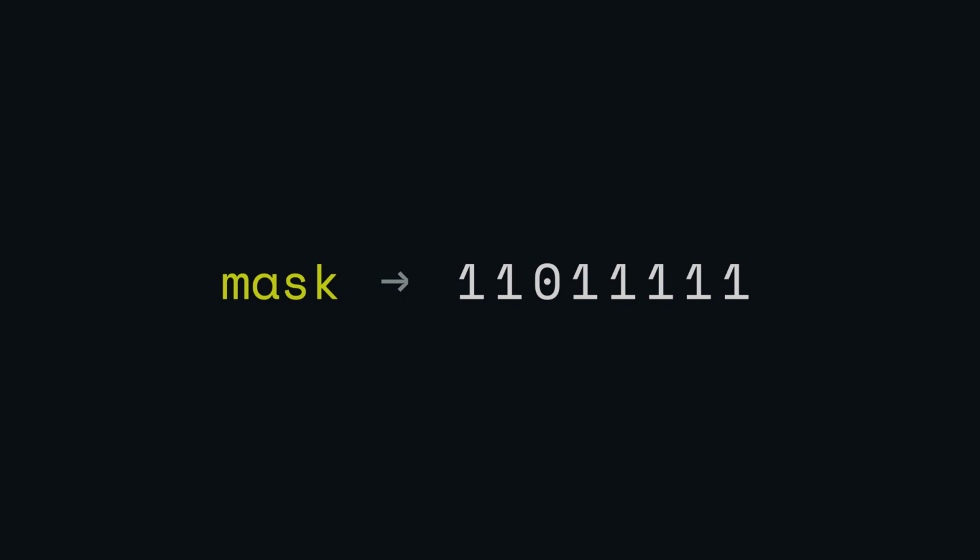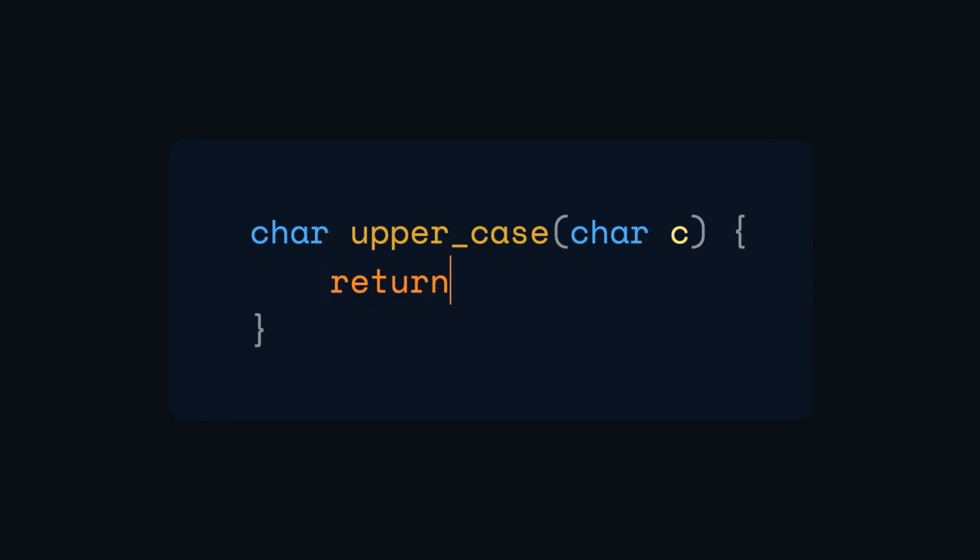Operating a NOT on this mask will flip all the bits. And we get the same sequence as before. That is 32. We can also write this as mask being equal to the NOT of 32. So our uppercasing function would be doing this.